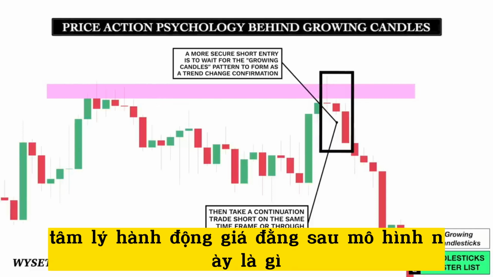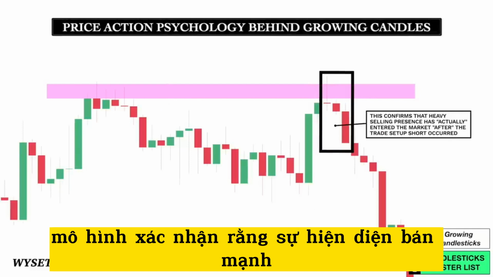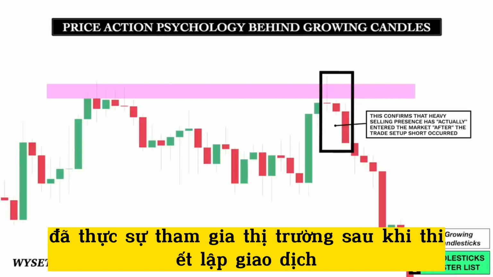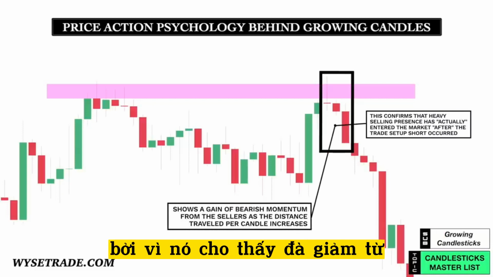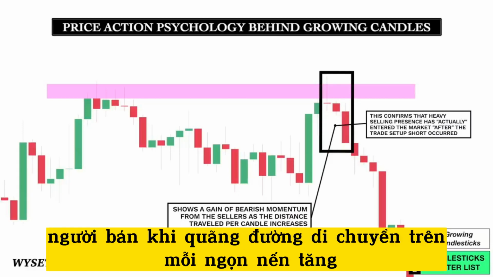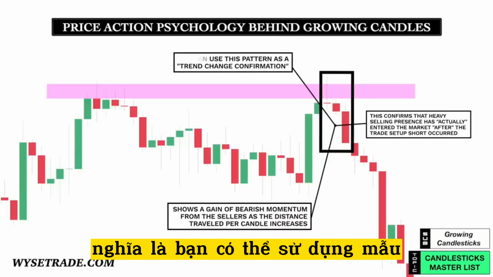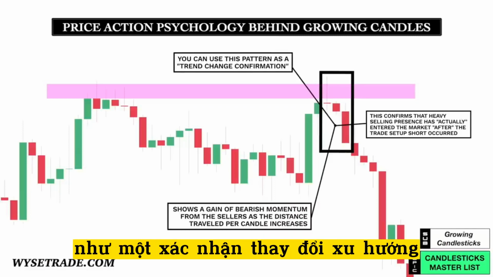So, what is the price action psychology behind this pattern? The pattern confirms that heavy selling presence has actually entered the market after the trade setup, because it shows a gain of bearish momentum from the sellers as the distance traveled per candle increases, meaning you can use the pattern as a trend change confirmation.